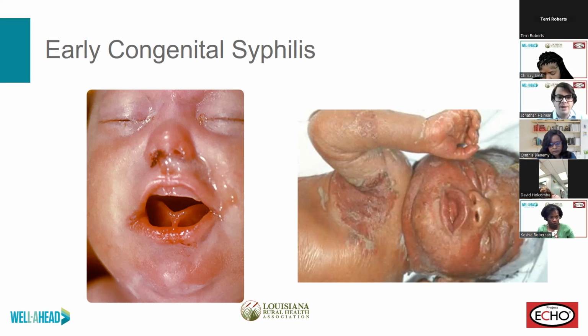So on the left here, we have a picture of what's called snuffles, which is a really extreme rhinitis or runny nose. And then on the right, we have the rash of syphilis, which again is typically not present in these babies, but if it's present at birth, it tends to be really widespread. Okay, next slide, please.